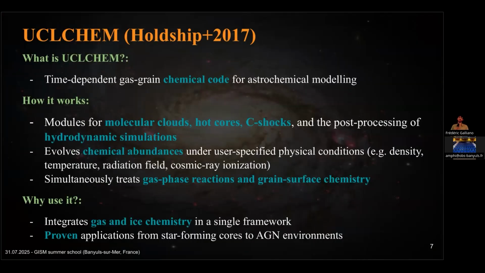So we're going to use the chemical model called UCL-Chem, a time-dependent gas-grain chemical code. It has different modules for different environments, such as molecular clouds, hot cores, and C-shocks, and it enables the user to change the physical conditions. Combined with a chemical database, such as KIDA, we are able to simultaneously treat gas phase reactions and grain surface chemistry, whether in 0D or in 1D. So we also have the addition of a spatial component.